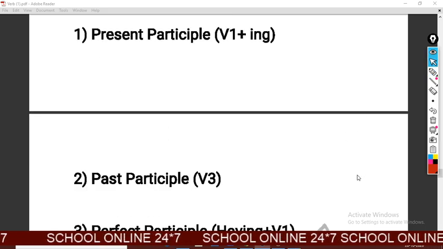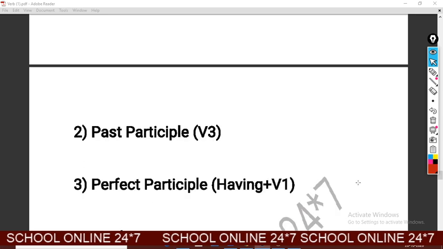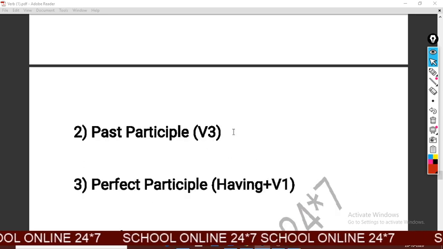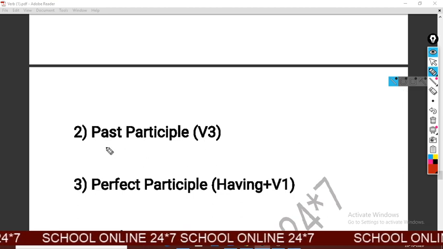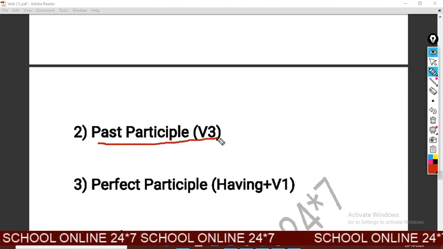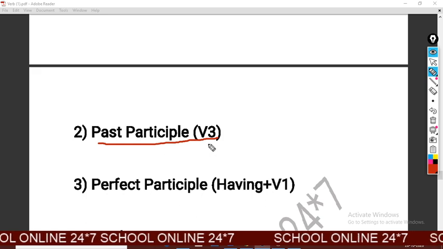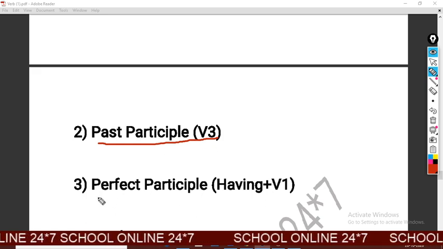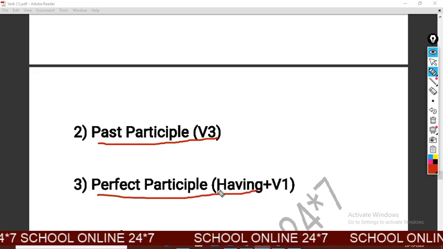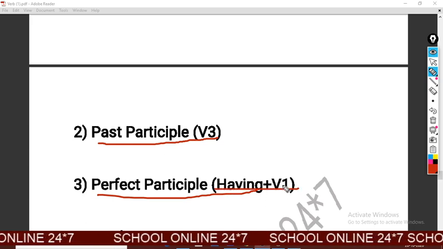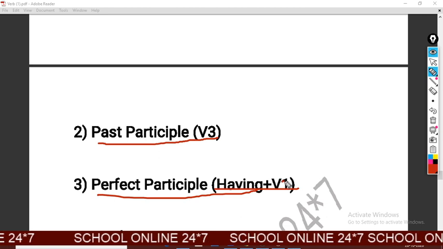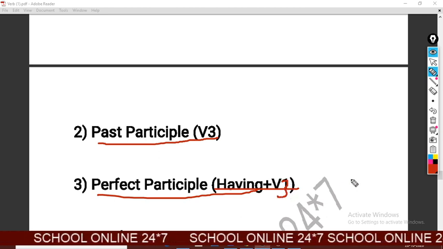Second will be past participle, and in this type of participle you all will find third form of the verb, and the third kind will be perfect participle, and the formation will be having plus third form. There should be third form of the verb.